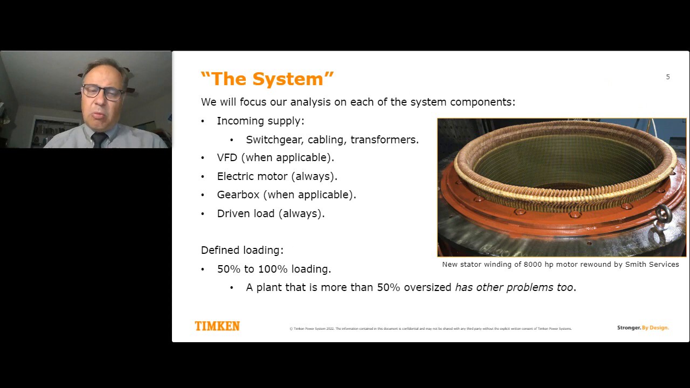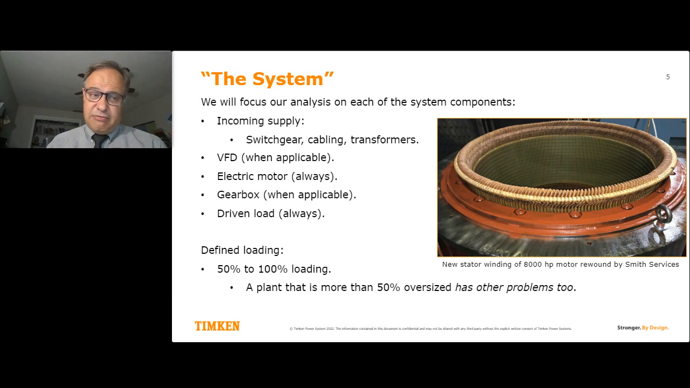I'm looking at an industrial plant. Obviously, there are specific situations that will have different requirements and different specialized machines for specific specialized applications. I'm not trying to address every possible opportunity, but I'm looking at a general industrial plant with general motors, pumps, compressors, mills, fans, stuff like that. And for this analysis, I actually ignored the incoming supply. In the incoming supply, you'll have switchgear, cabling, and transformers, which also do have losses. But the focus of this presentation is not on that part.